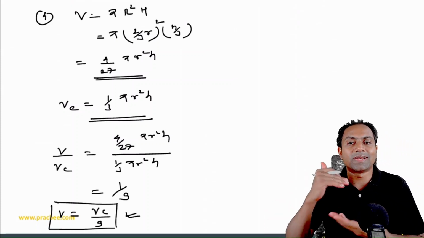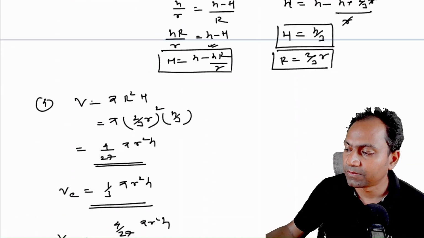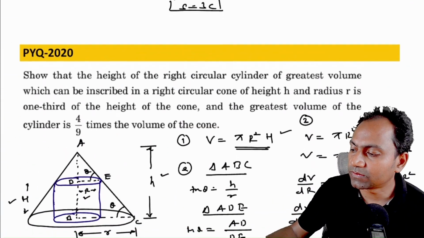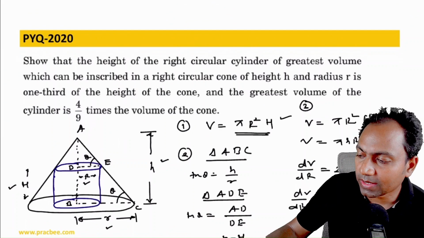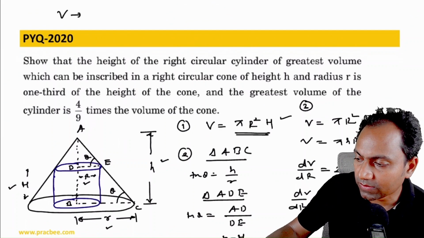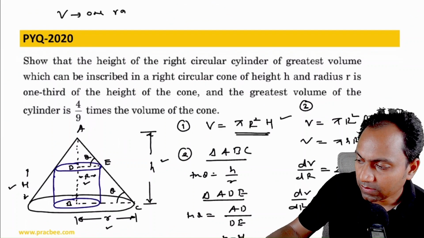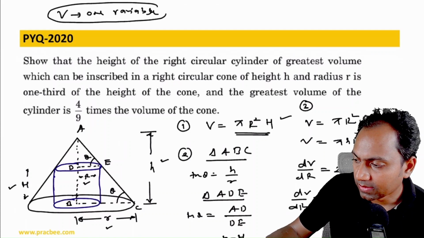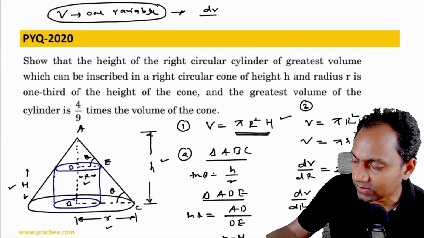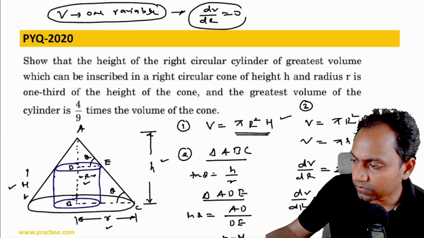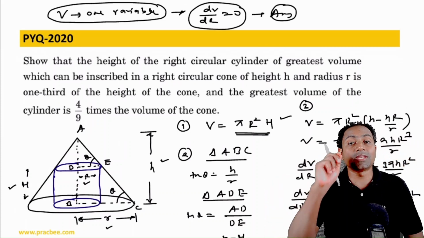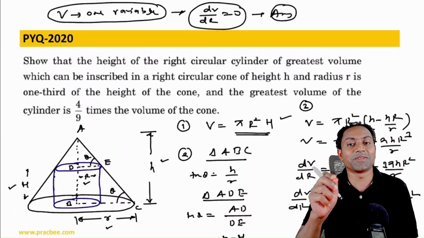Now here you should understand this algorithm very clearly, that what we are doing: first we need to write a function in terms of only one variable. For this you will have to form multiple relations, do some elimination. Once you have got this, then you will differentiate this V, and then you will put it equal to 0. From here we will get our answer. There are two simple steps. Reducing to one variable is very, very important.